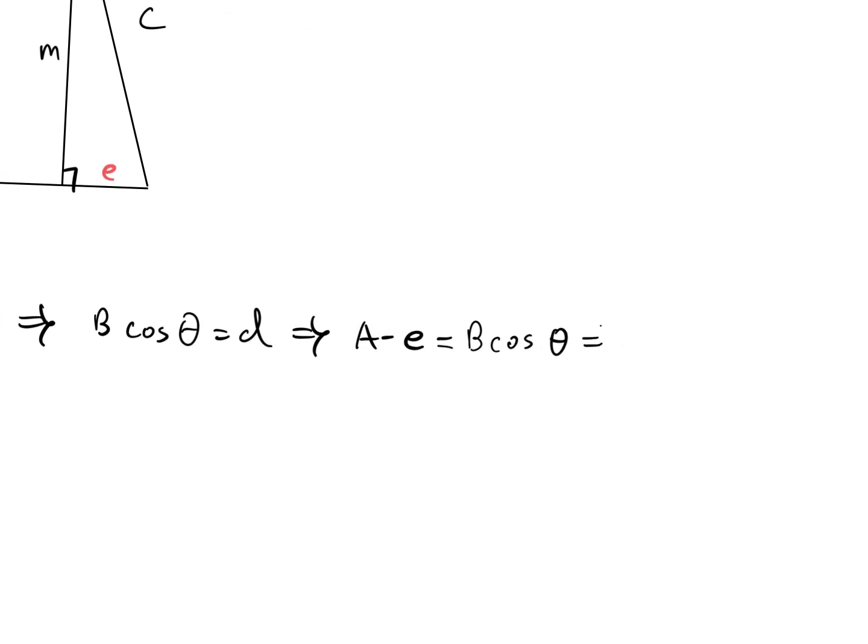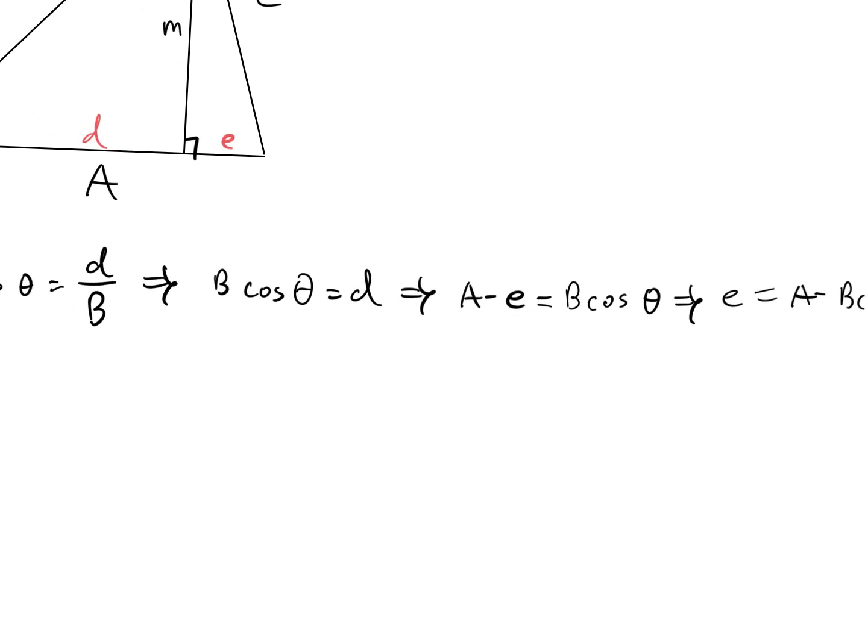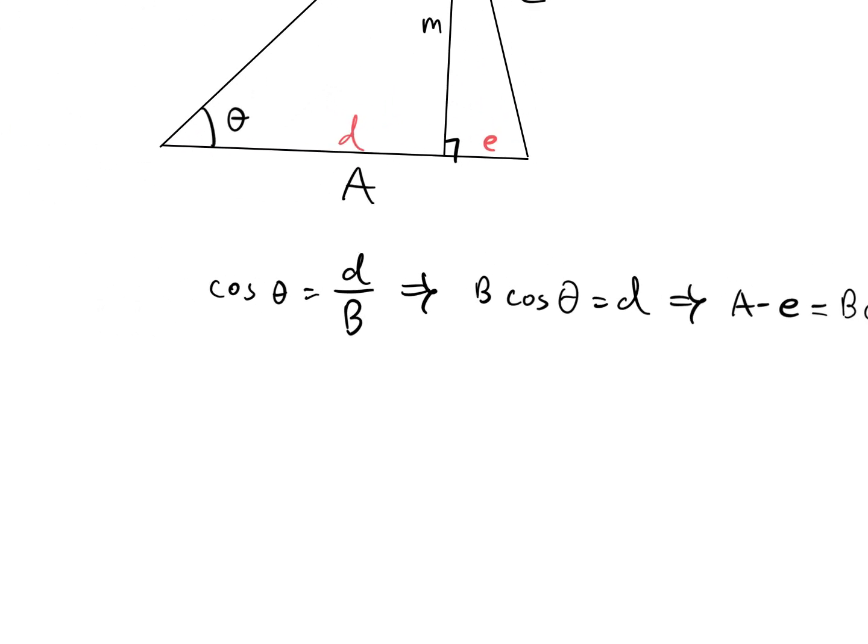I'm kind of writing too much off the page here, but it's fine. This further becomes, let's just rewrite this. E is equal to A minus B cosine of theta. Now that's a lot, but bear with me.